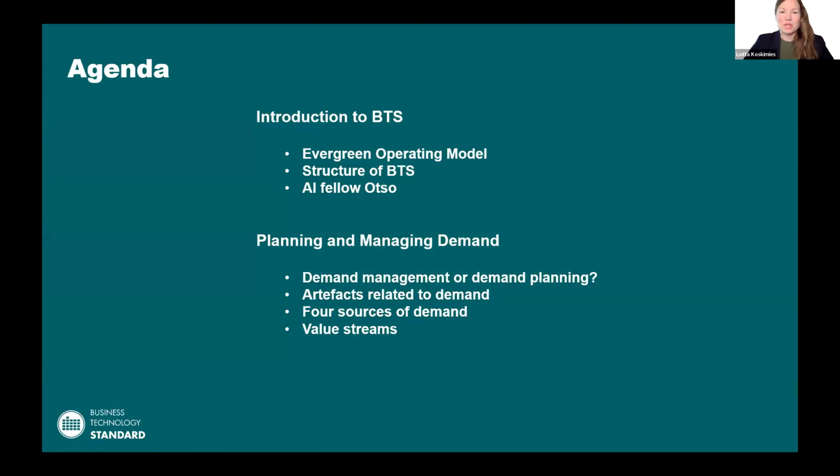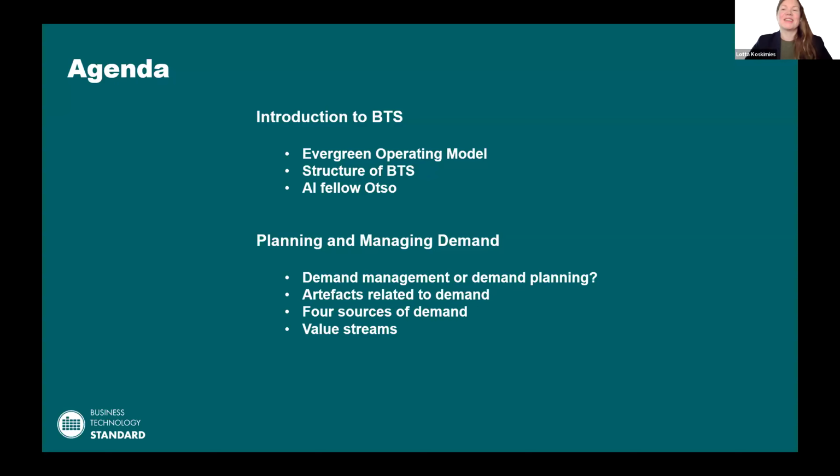And today I will be introducing how this model is evergreen, like many of you might know already. We'll have a little look at the structure of business technology standards. So there is something new there. We have added something and made it a bit clearer to navigate. And we'll also get to know our AI fellow, Otso. Hopefully some of you have already become acquainted with him. But if you haven't yet, now is a good opportunity to get introduced.